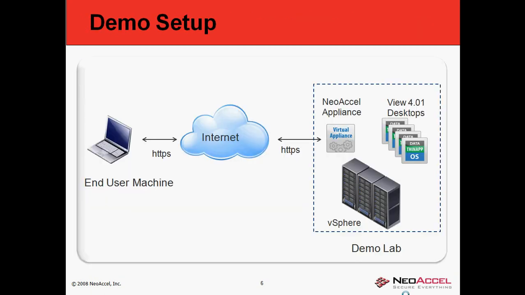Before I jump into the actual demonstration, here's a brief idea of the setup. I've created a View setup in my lab and I'm running a NeoAccel virtual appliance with a public IP assigned to it. The roaming user will type in the public IP of NeoAccel in his browser and will then have access to the View environment seamlessly.